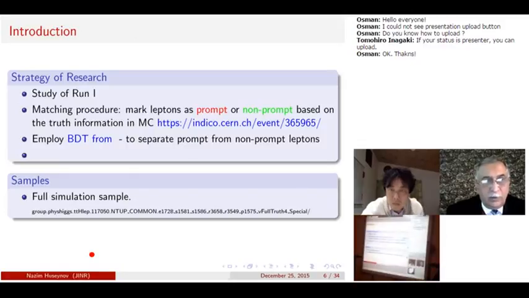My question is simple. What is the pT for prompt? What is the meaning of prompt and non-prompt? What is pT, the transverse momentum? Mass.